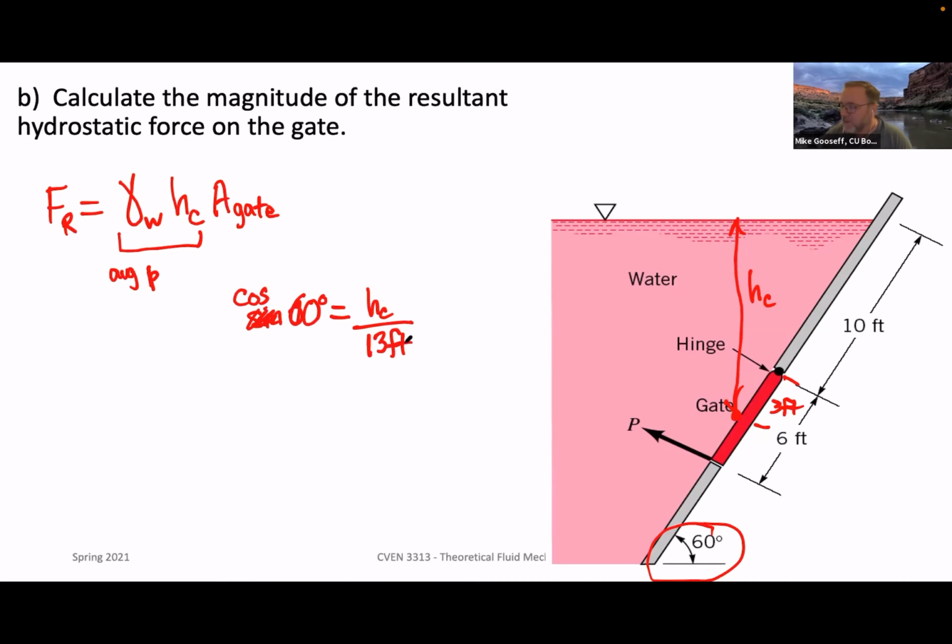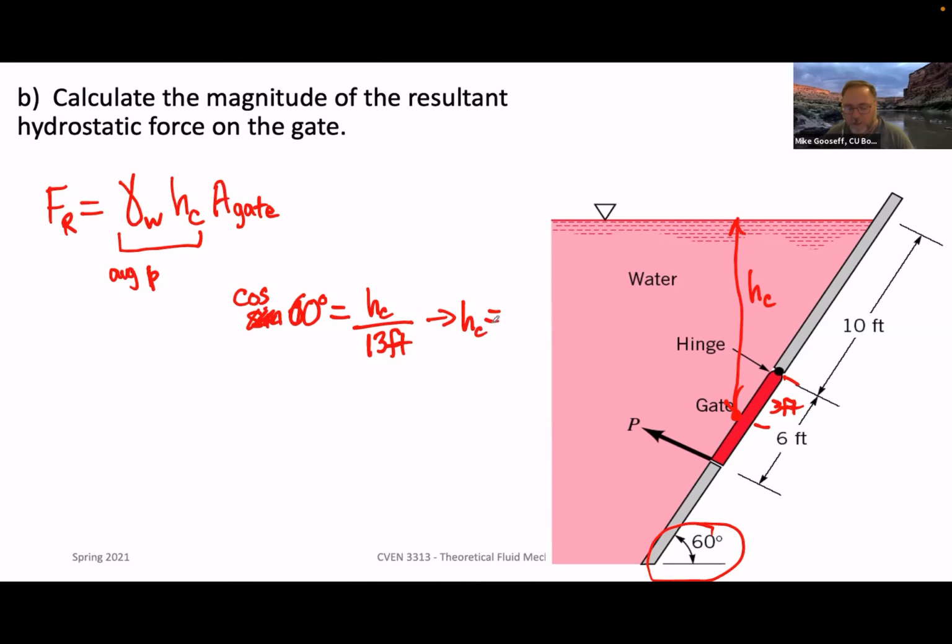Okay, so all we're looking for is we've got a hypotenuse that is this length, 10 plus 3, halfway down the length of the gate. That's where we get 13 from. H sub c is going to be adjacent over hypotenuse, gives us this relationship for cosine of 60 degrees. Okay, so we can figure out h sub c. And I did my math wrong because I did this with sine by accident.